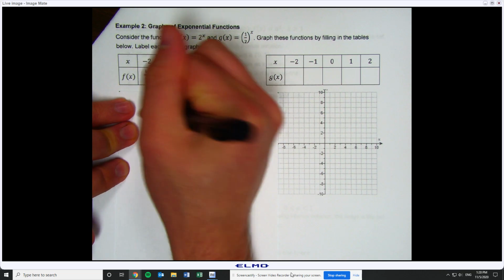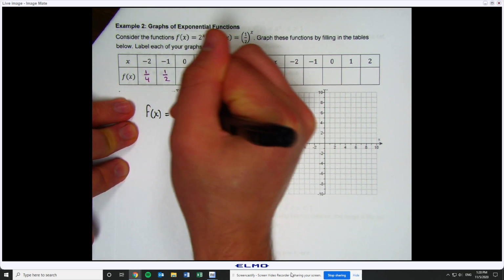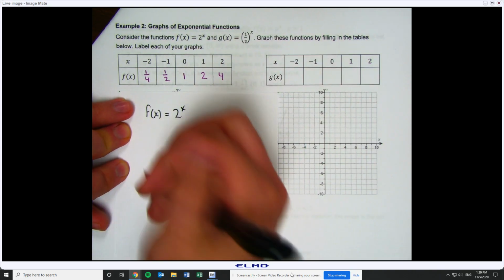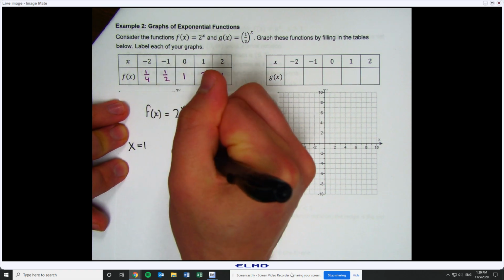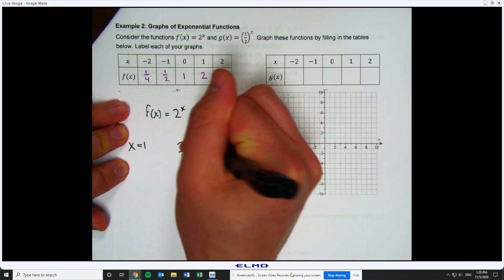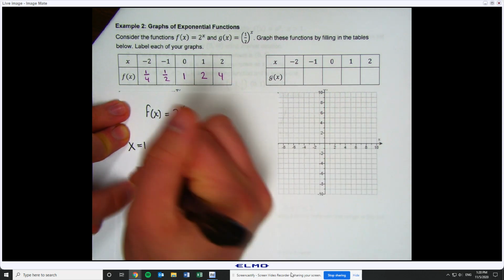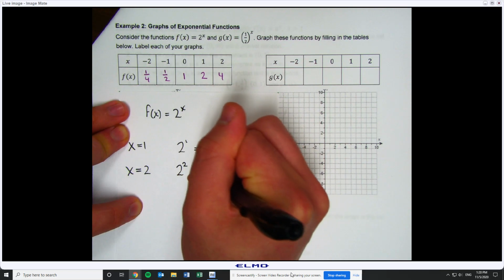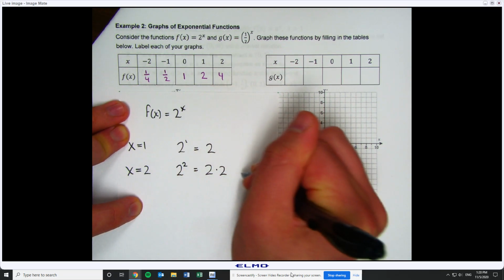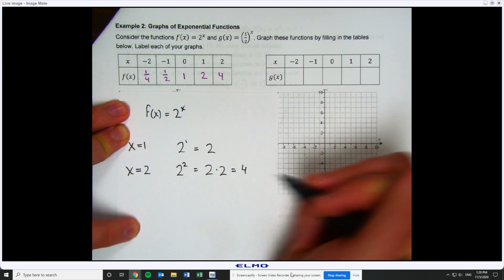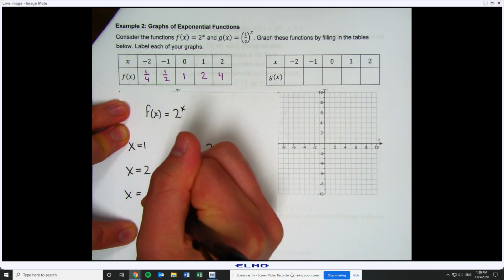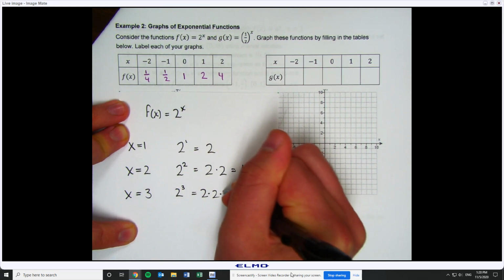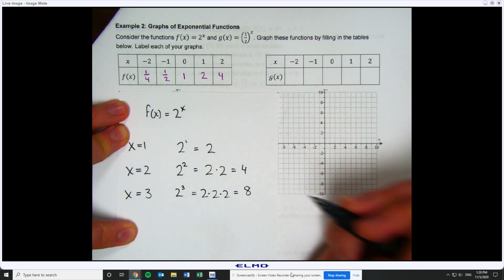So just taking a brief moment to explain where this comes from. On the previous page, I said you keep multiplying by the same number. If I tell you x equals 1, substituting it in here, I have 2 to the first power, which is 2. If I do x equals 2, that gives me 2 to the second power. That's 2 times 2, which is 4. If I tell you x equals 3, 2 to the third, 2 times 2 times 2, that gives me 8.